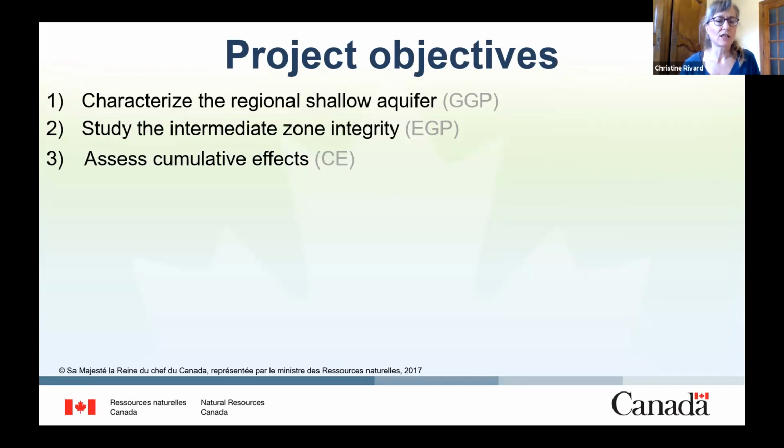The Fox Creek project has three objectives related to the three sources of funding. First, to characterize the regional non-saline aquifer located in the Pascapoo Formation. Second, to investigate the integrity of the intermediate zone using geochemistry and a geomechanical study.